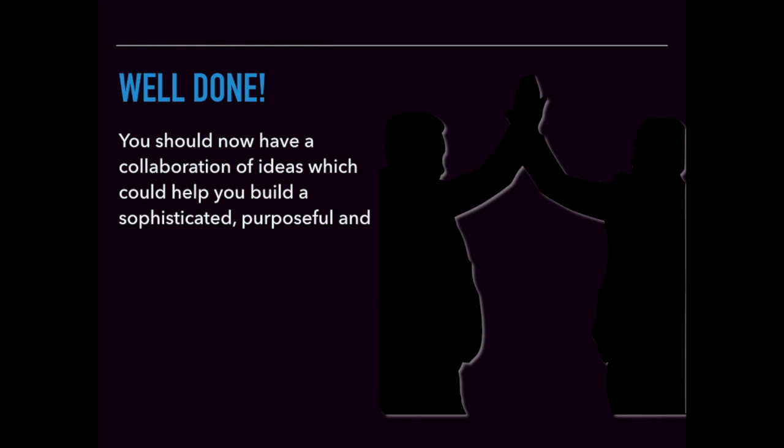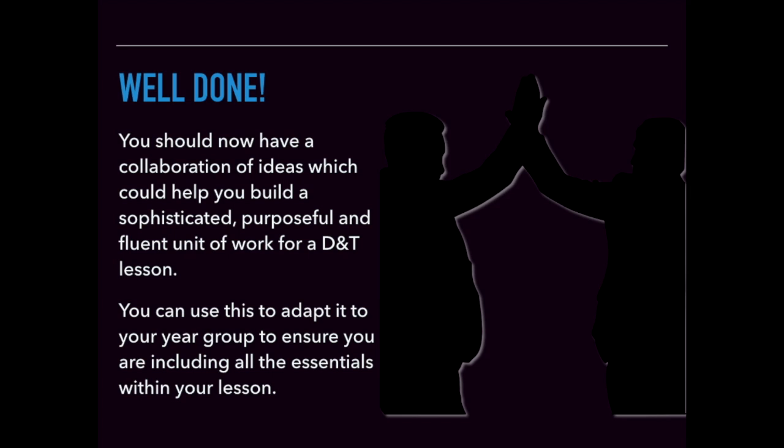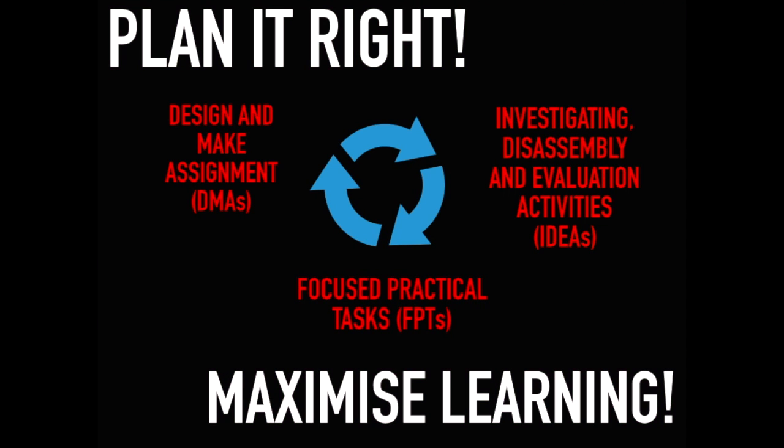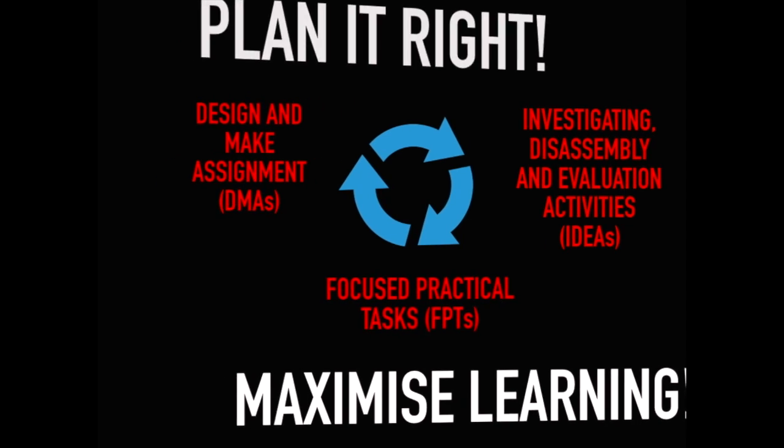And well done! You should now have a collaboration of ideas which could help you build a sophisticated, purposeful and fluent unit of work for a design and technology lesson. You can now use this to adapt it to your year group to ensure you are including all the essentials within your lesson. Planning all of these within your unit of work will structure an effective D&T lesson. Plan it right and maximise learning. But it does not end there.